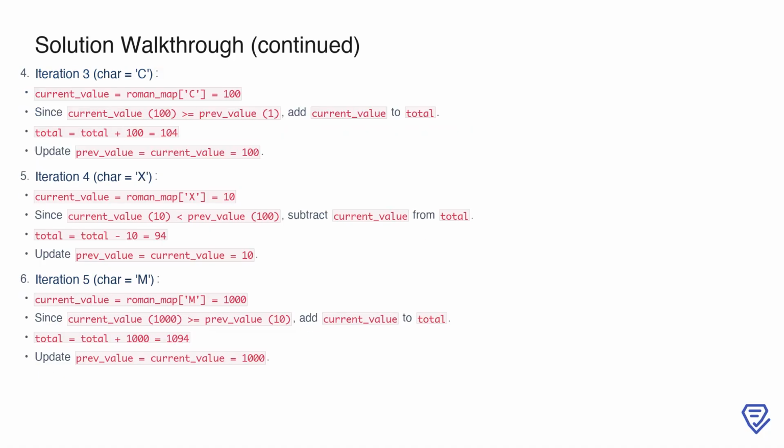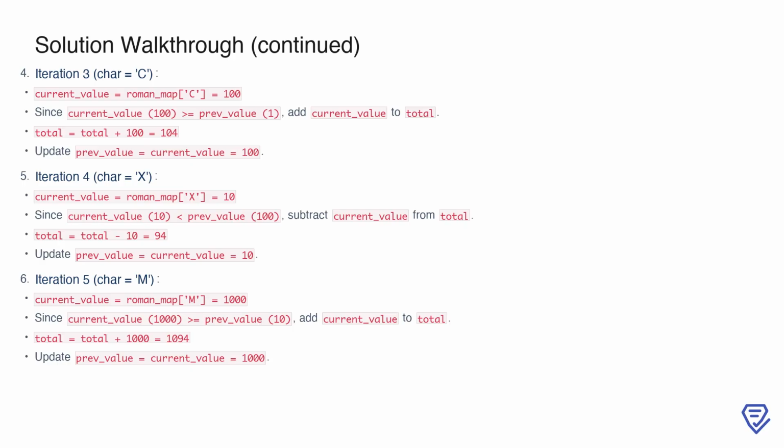In the third iteration, the character is C, which has a value of 100. Since 100 is greater than or equal to the previous value, 1, we add it to total, making the total 104. We update prev_value to 100.